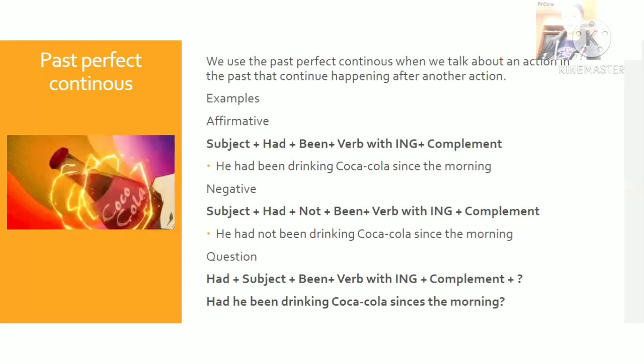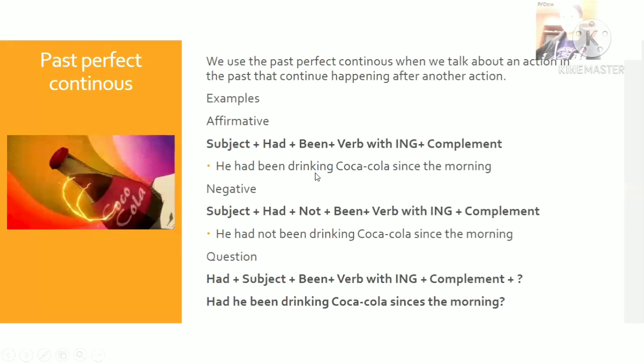In negative form, we have subject, had not been, verb with ing and the complement, or only put not between had and been. It is: he had not been drinking Coca-Cola since the morning.